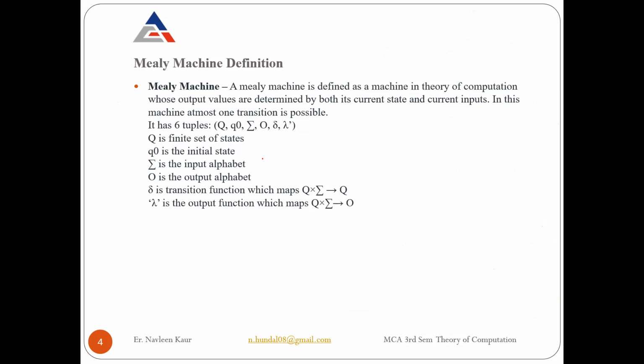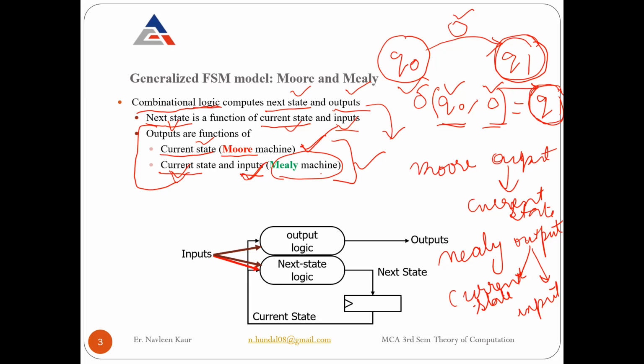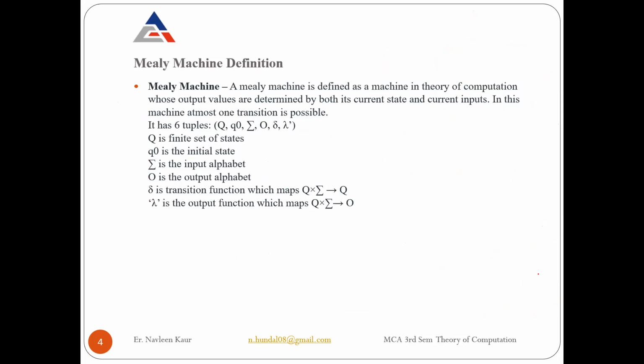Okay, so on the basis of this, if we define Mealy machine, what was the Mealy machine? You can see it from here. Mealy machine was that in which output depends upon the current state and also the input. While I am defining it, I am writing that a Mealy machine is defined as a machine, obviously, in your subject, that is theory of computation.